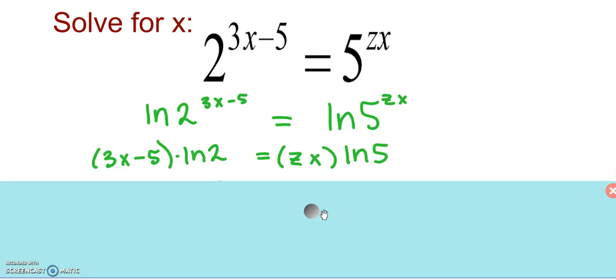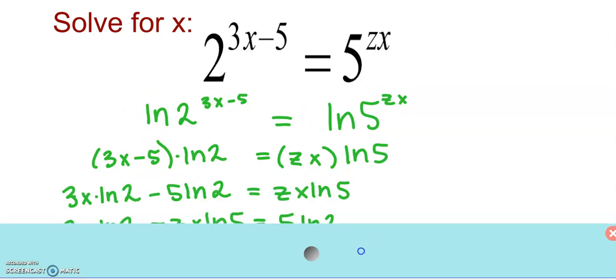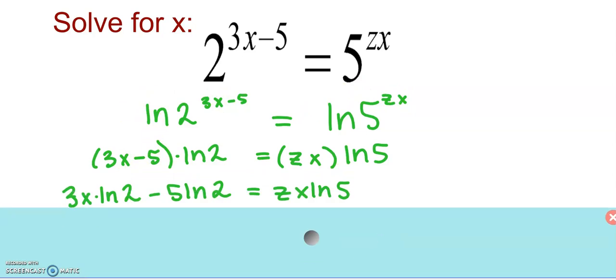Next, I use some rules of logs to simplify this a little bit. Notice that I took the exponents of the logs and multiplied them in the front. That's kind of nice. From there, all I did is I distributed this natural log of 2 into both terms. That's the only thing that's changed in this step.